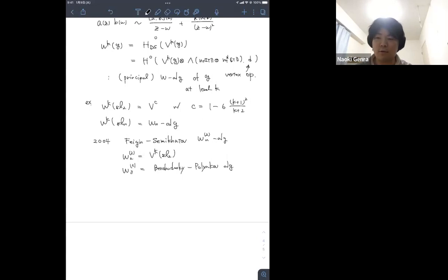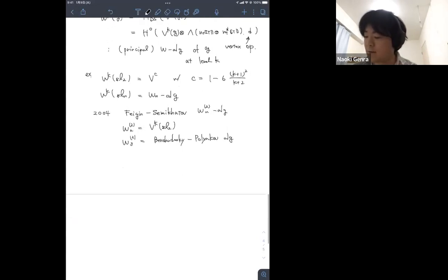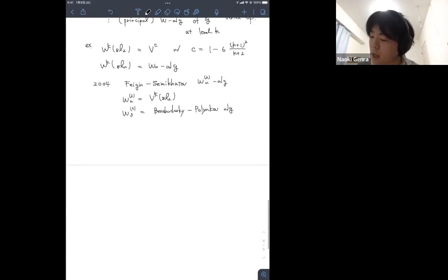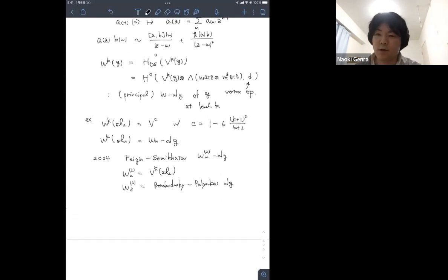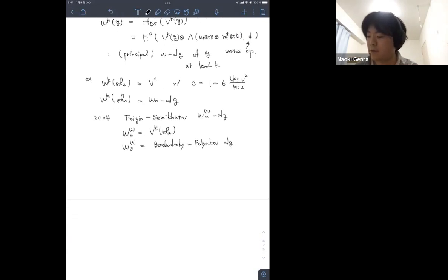The Bershadsky-Polyakov algebra is also a vertex algebra that does not contain this W^k(g). So this is the motivation for why they want to introduce such a W-algebra. In fact, the physics people don't check this, but if you use a screening operator to define a vertex algebra, W^(2)_N is also defined by a screening operator.